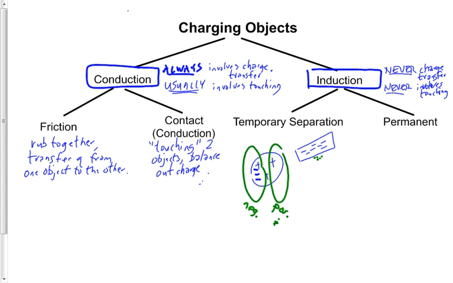Negative attracts neutral because negative attracts positive. When we bring the negative nearby, it induces the temporary separation of charge, which allows that negative to attract the positive. No, it doesn't make it a magnet. It's a similar phenomenon to magnetism, just like the question that Tanner asked earlier, but it's not the same thing.